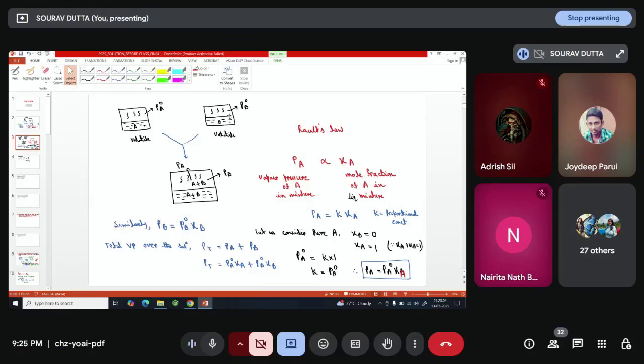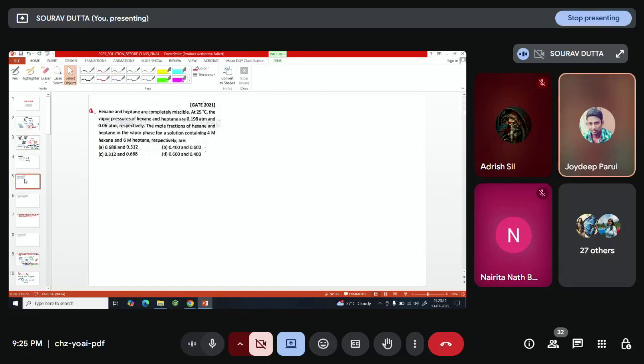Here A is pure, B is pure, but this is solution. You cannot write here PB naught or PA naught. These are mixture. Okay. Sure. Next one. So now, what kind of question can be asked from this portion?